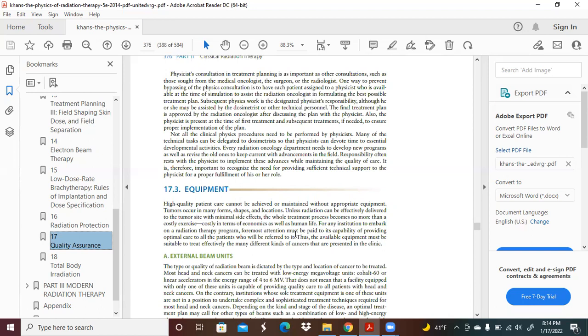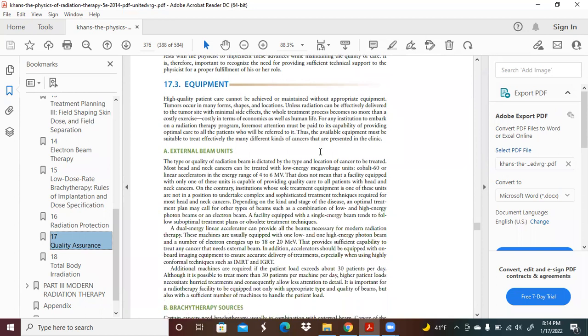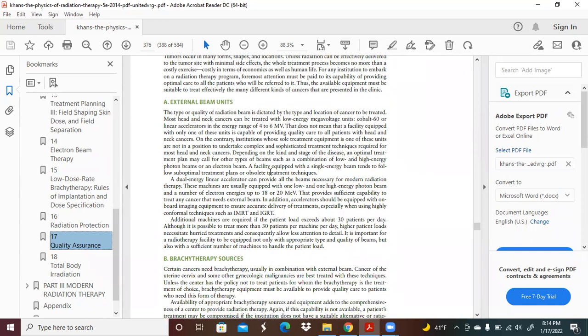So now, as far as the equipment is concerned, when you're treating, you're going to be using external beam units mostly. Most of these units are going to have linear accelerators, with an energy range. It says 4 to 6 MV. Most likely you're going to have machines that are some combination of 4, 6, 10, 15, 18 MV, something along those lines. It depends on the site as far as which energy they're going to use.